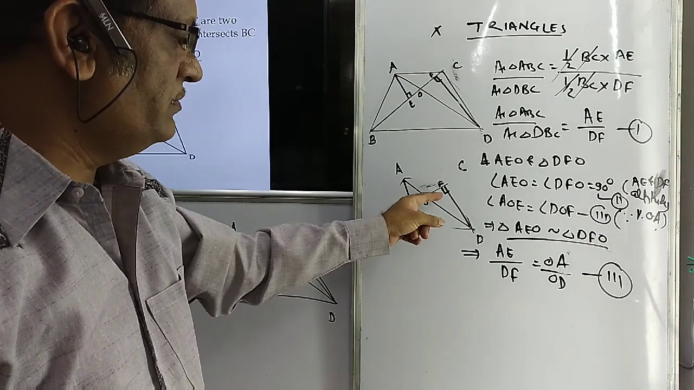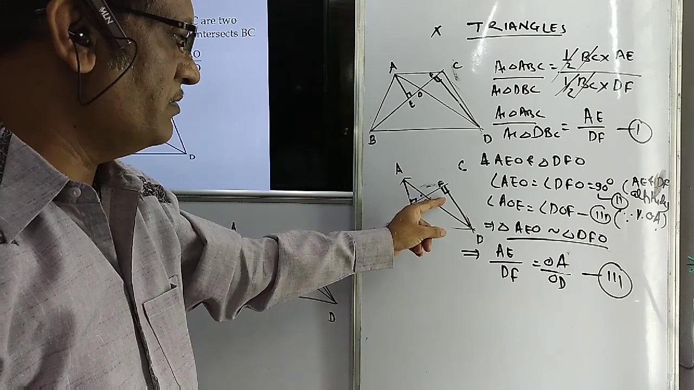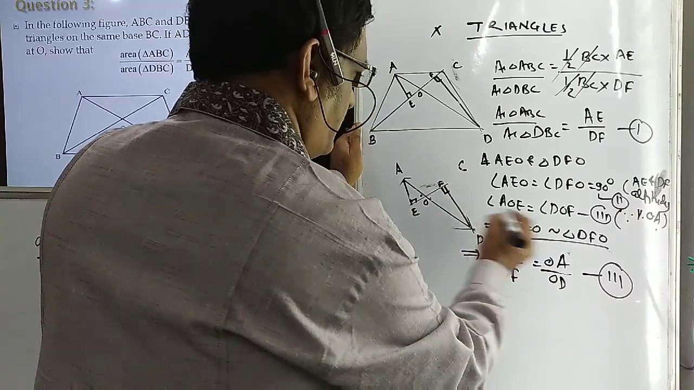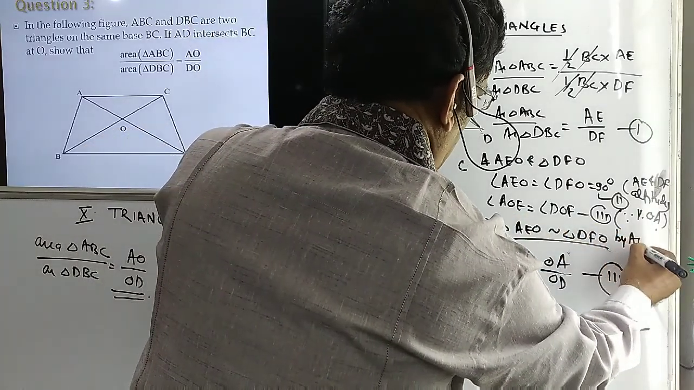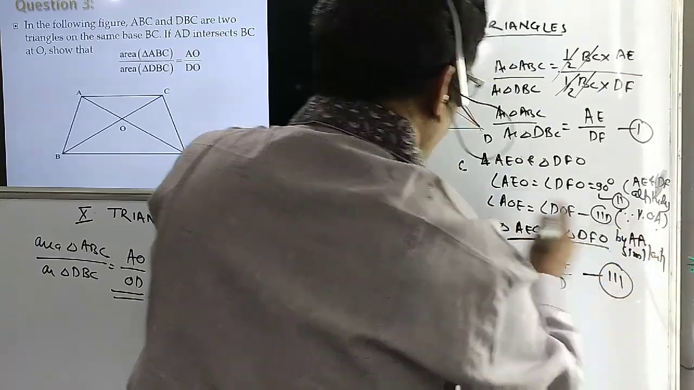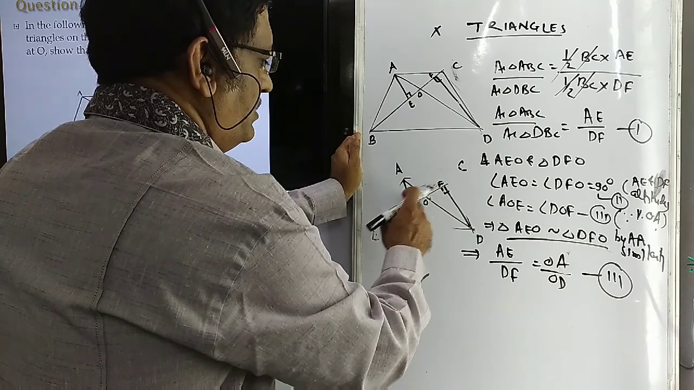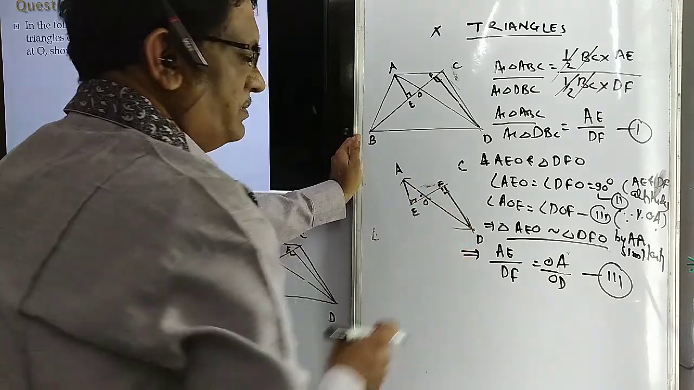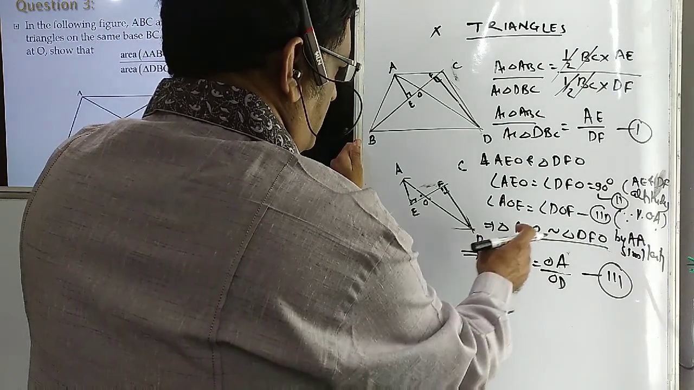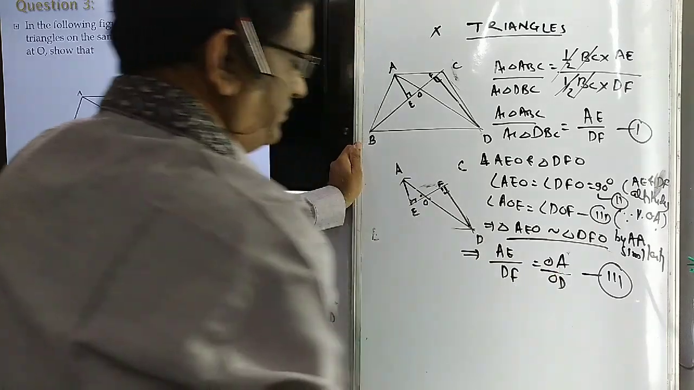Next, what have we taken? We have taken these two triangles, and these two triangles are similar by which condition? By AA similarity condition. How is this AA similarity condition satisfied? Because this angle and this angle are equal, being vertically opposite angles, and both are 90 degrees, because AE and DF are the altitudes. So we have got the second condition, that AE by DF equals OA by OD.